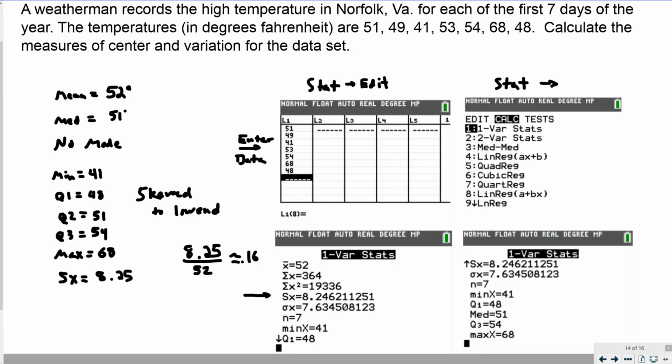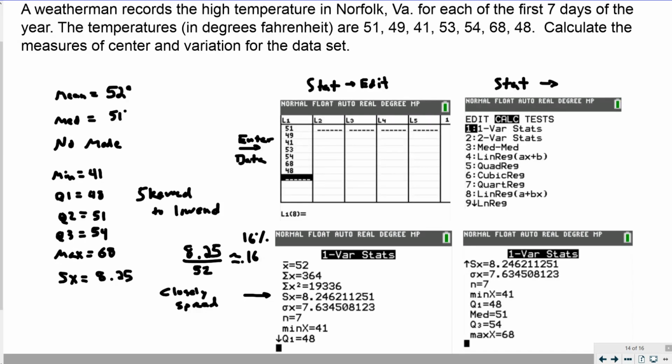If it was somewhere like 0.4 or 0.5, the data would be more spread out, but this 0.16 is about 16%. So we're talking that it's relatively close together. So we would say it's closely spread.